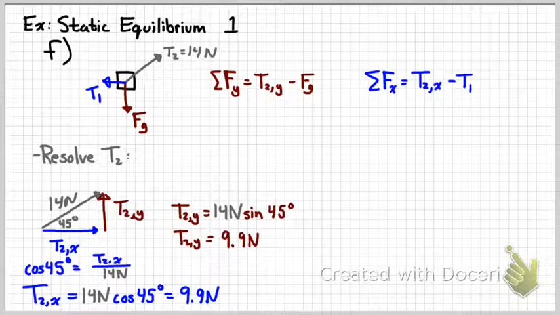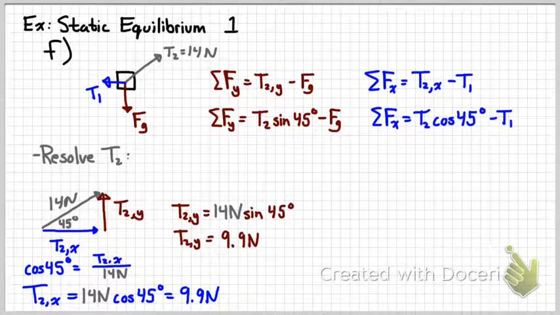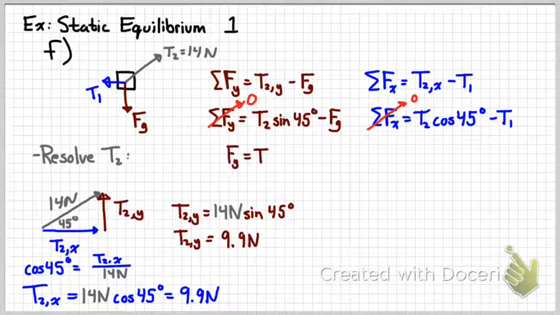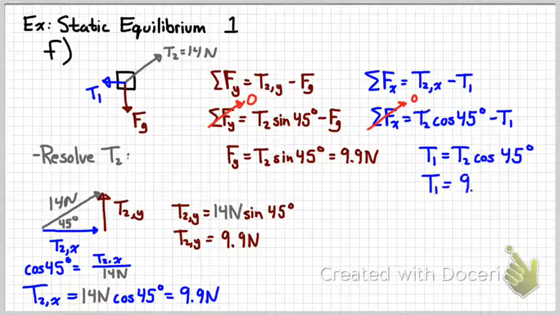Now that I know those two components, I can go back and look at my net force equations and just substitute those in like that for the y side and like that for the x equation. And then it's just a matter of solving that for what I'm given. So in both cases, the net force is 0. And so Fg is the same as T2 sine 45, or 9.9. And T1 is the same as T2 cosine 45, or 9.9. That should make sense, that those two components are the same, since your angle on T2 is 45 degrees.